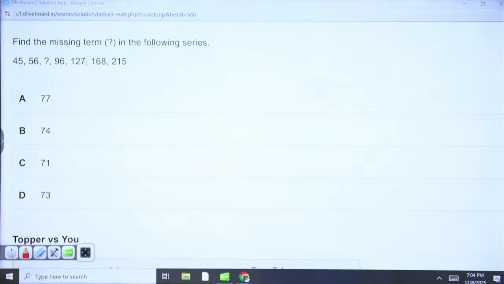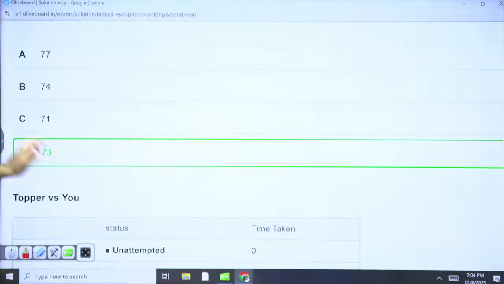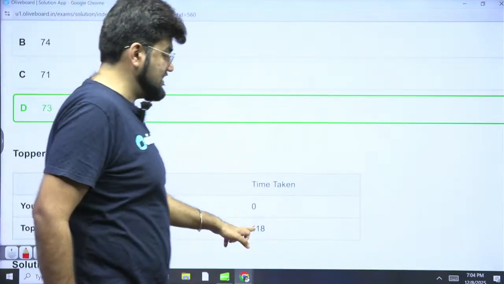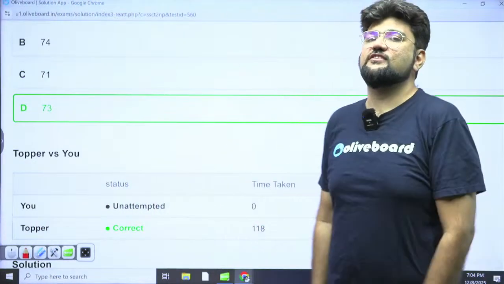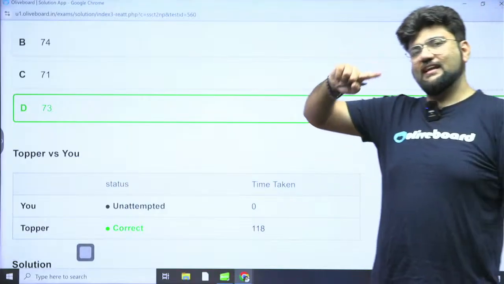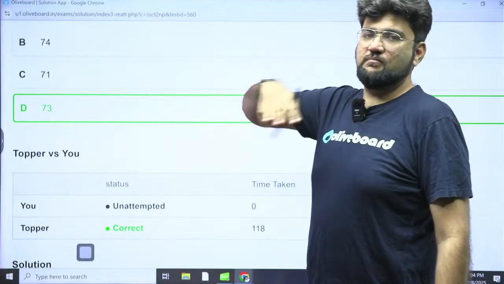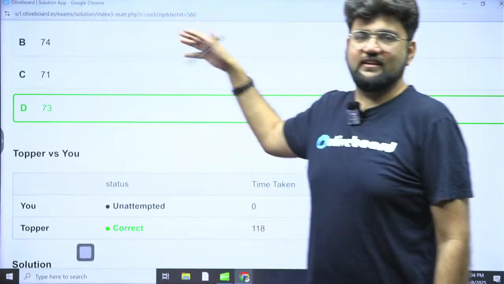All right. So this is what needs to be paid attention to, and 118 seconds for this question, just because of the 11, 31, 41, the paradox which was created.